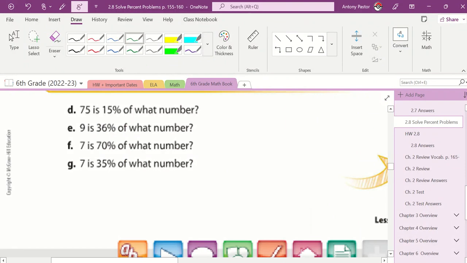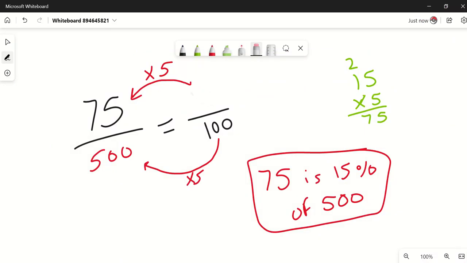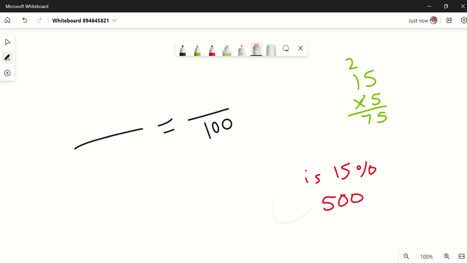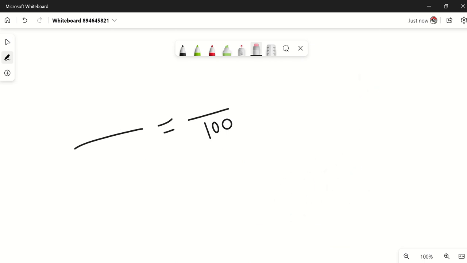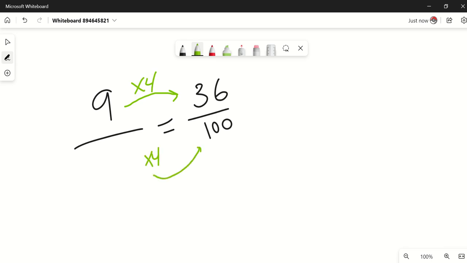9 is 36% of what number? I'm going to set it up the same way. Now, what do I need to do from 9 to get to 36? Now, I know my 9s, so I'm multiplying by 4. What number multiplied by 4 will get me to 100? Or better yet, 100 divided by 4 will get me to this number, which should be 25.